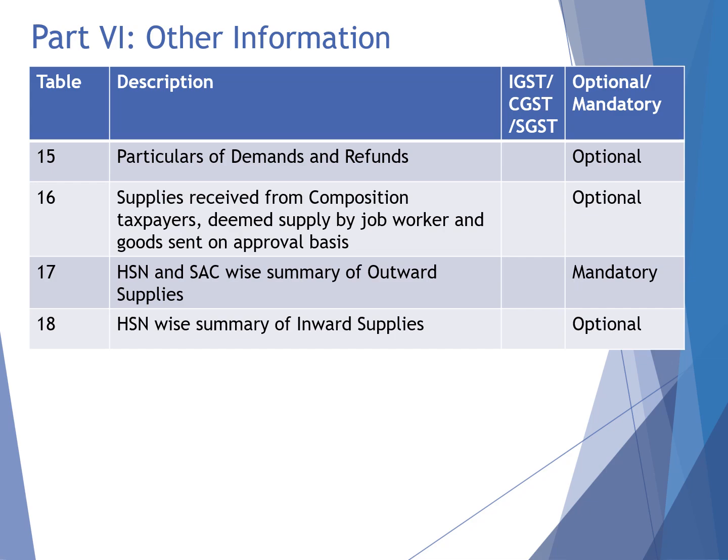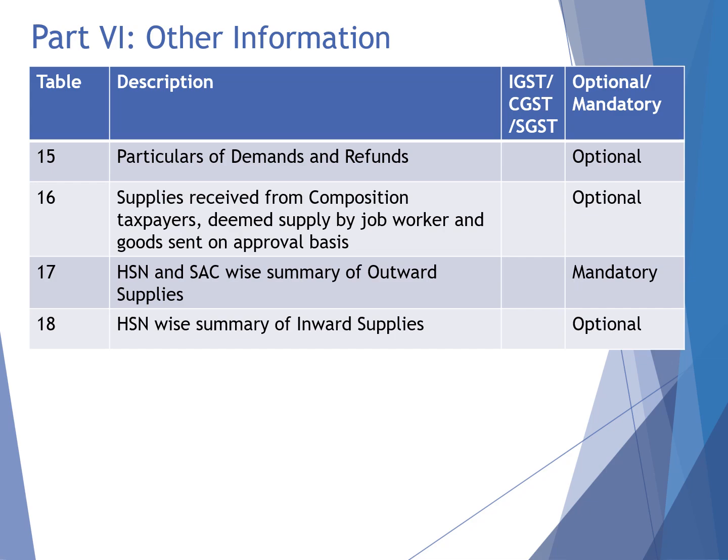Table 15 also contains the value of the demand of the taxes for which the order has been issued by the respective authority. Table 16 contains the information of the supply received from composition taxpayers, and the deemed supply under section 143, that is a job work where goods were sent on approval basis which are not received back within the stipulated period. Table 16 is an optional one.